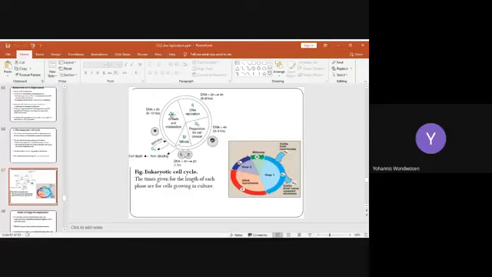As you can see in the diagram here, in the G1 phase, growth and metabolism take place. In the S phase, DNA replication takes place. The G2 phase is the preparation for cell division. In the last phase, the mitosis or 4th phase, the division into 2 cells takes place. So the S phase is responsible for DNA replication.